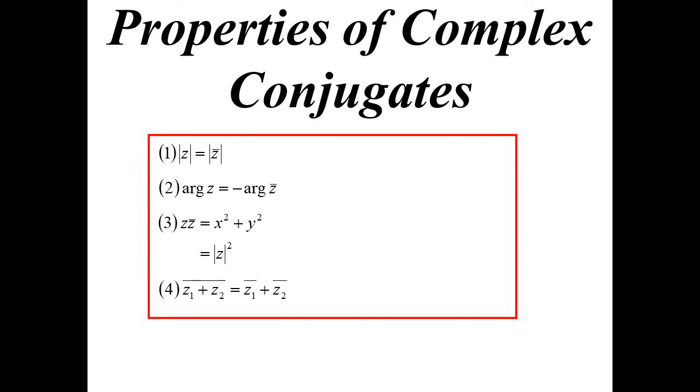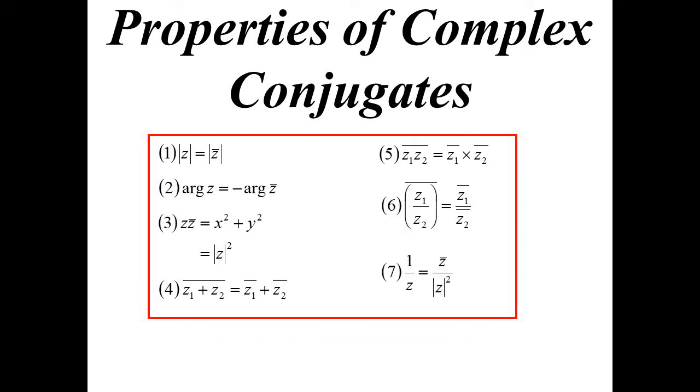And we saw these properties: adding, find the conjugate first, then add, or add first, then find the conjugates. Same with multiplication, same with division. And if you want to find the reciprocal of a complex number, it's the conjugate over the modulus squared.